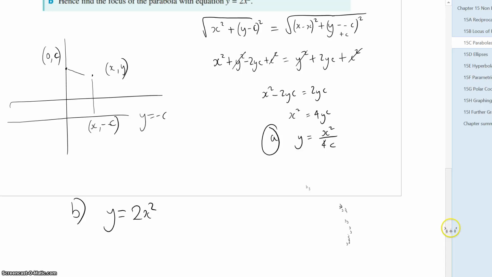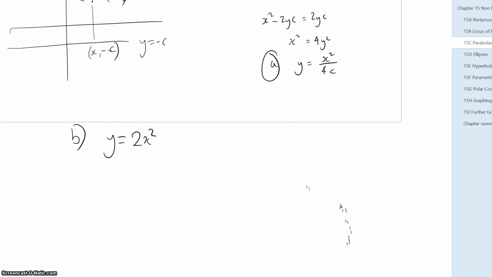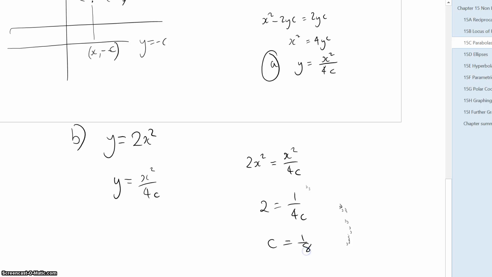Okay, so this one is fairly straightforward. We would just make y equals 2x squared equal y equals x squared over 4c and find out what c is. So 2x squared equals x squared over 4c, and so 2 equals 1 over 4c, so c equals 1 over 8. Okay, so then the focal point would be (0, 1/8).